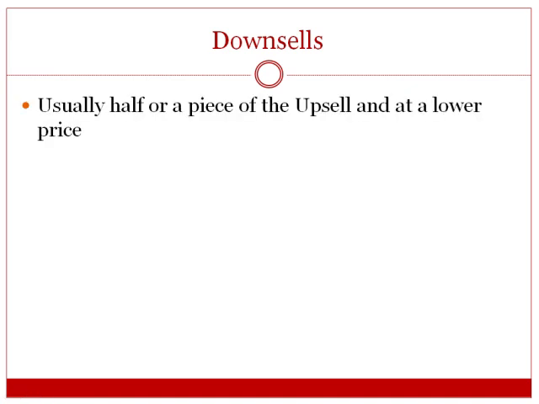So downsells are basically part of the upsell. Usually half or a piece of the upsell. A downsell is basically half or something lower than the upsell. So in this case, if I offer a one-time offer of graphic design software for the upsell, for the downsell I could offer that software, but maybe it doesn't have as many features and so forth.